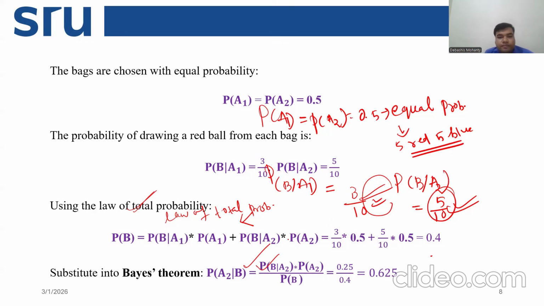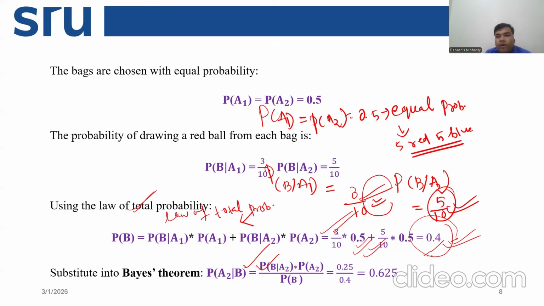Okay, students. So now we already have the data. The probability of B given A1 is 3 divided by 10. The probability of A1 is 0.5, that means 5 divided by 10. Plus the probability of B given A2, that is also 5 by 10, multiplied by 0.5. So finally we get the value 0.4. That is the probability of B.